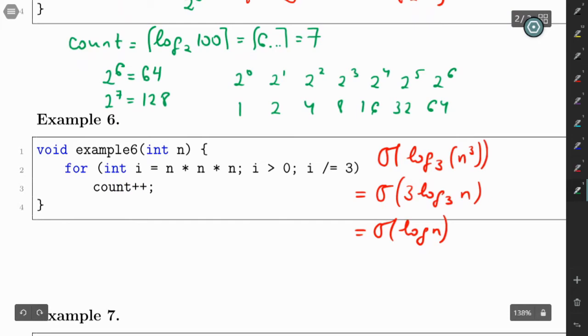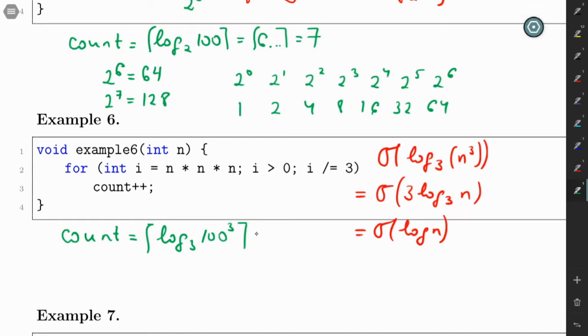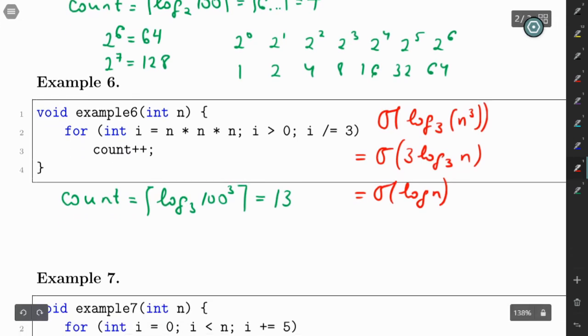Okay, in terms of count on example 6, here is going to be the ceiling of log base 3 of 100 to the power of 3, and I just computed this. This is going to be 13. So it's not really a calculation that's easy to figure out precisely just in your head, like we were able to do it in the previous example. But just so that we know, it is 13.